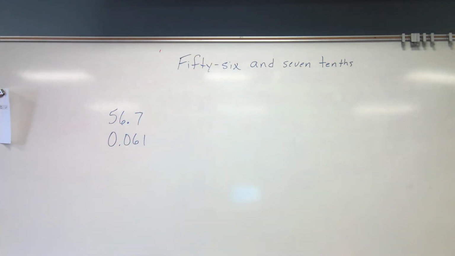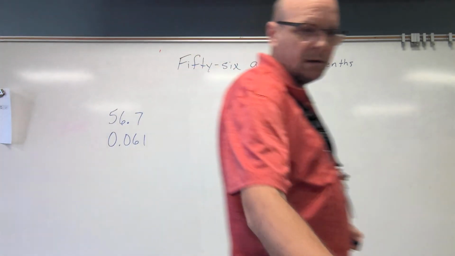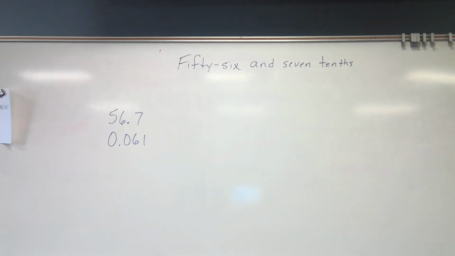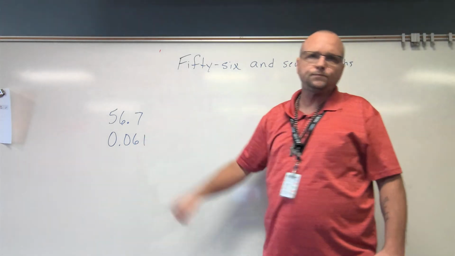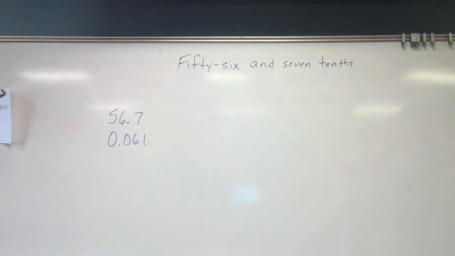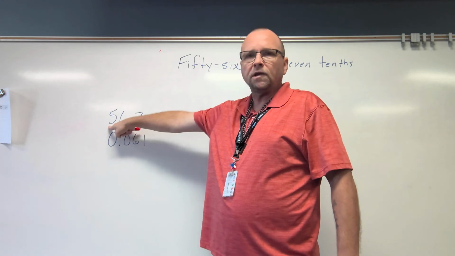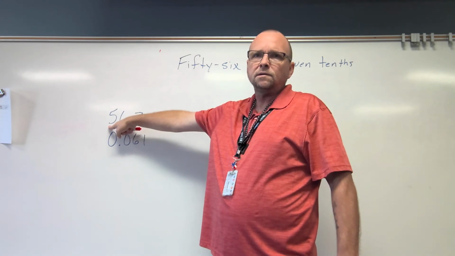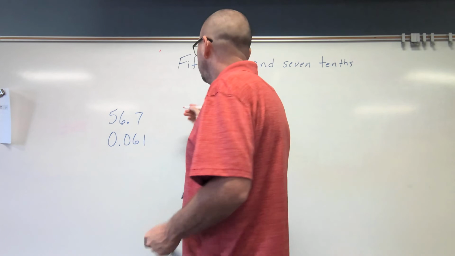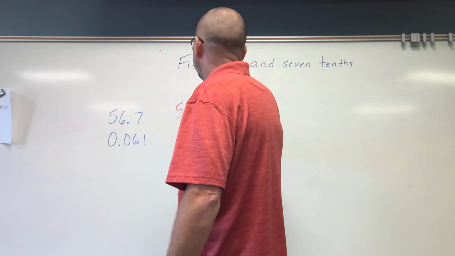Do in front of the decimal point. Do the decimal point. Do behind the decimal point. Don't try and do it all at one time. So, Segal, where do I start when I want to put this in expanded notation? I'm going to start with the first number, which is a 5. What place value is the 5 in? 5/10. So I'm going to do 5 times 10.